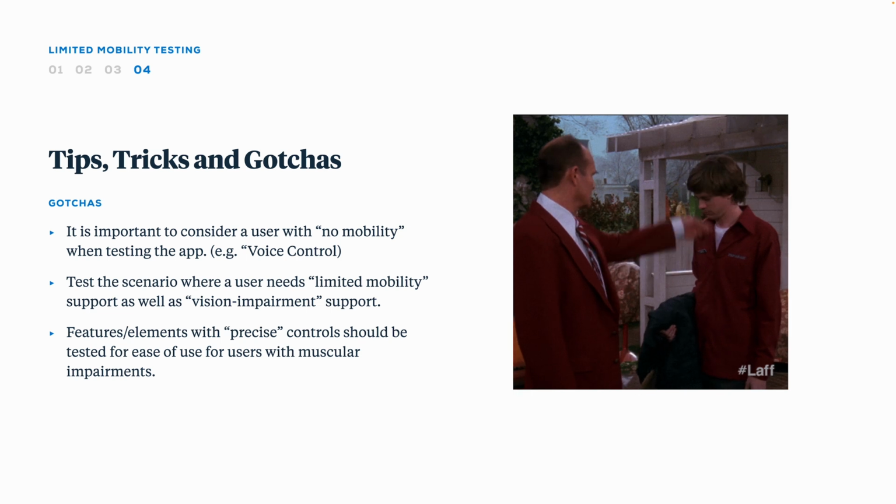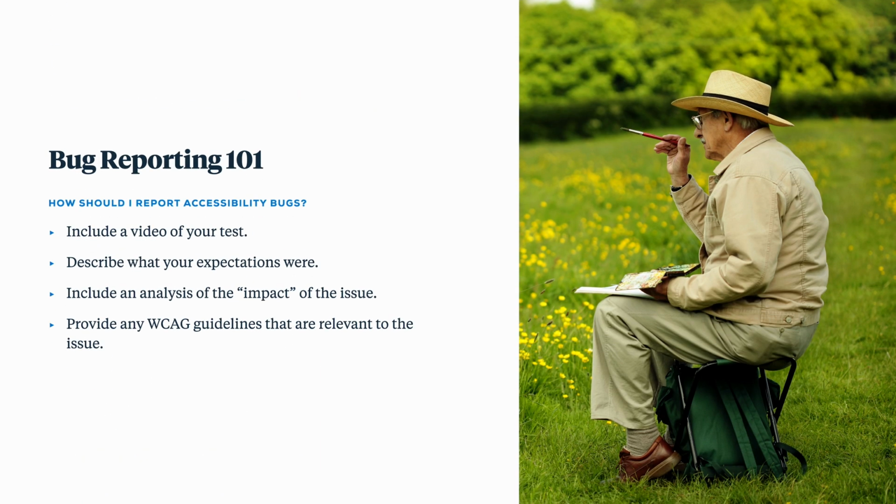So along with great accessibility testing comes great bug reporting. One thing you should always make sure you include is a video or a screenshot of your test, making sure that you describe what the expectations are, also including an impact of the issue that you ran into. If it's major, affects the functional use of the app and you can no longer press something because the touch target is too small. And then just including any WCAG guidelines that are relevant to the issue.